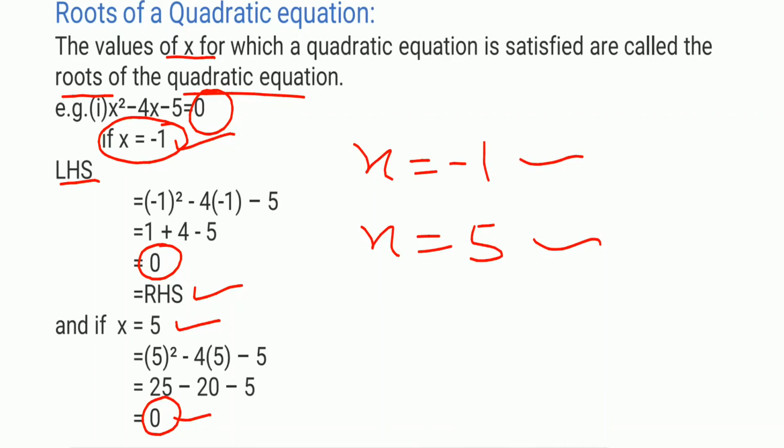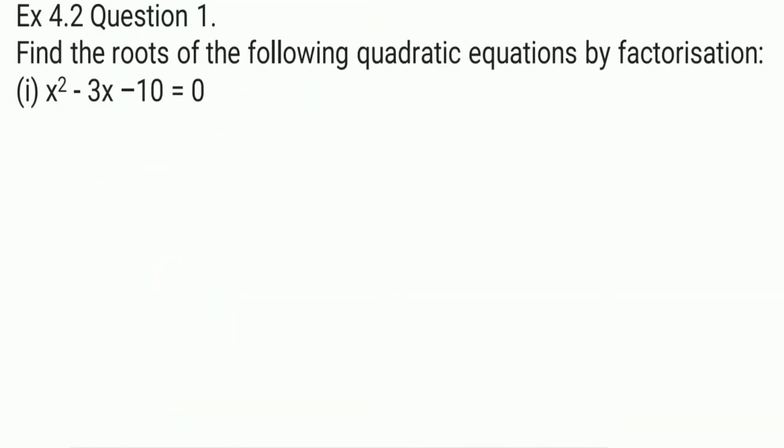Correct? Now let us see exercise 4.2. Question number 1. Find the roots of the following quadratic equations by factorization method. Now factorization method, it means that we'll split the middle term. Okay. Now in this one, what you are going to see? You will see this constant. This constant, it means that the product. And this one, coefficient of x, it means that the sum.